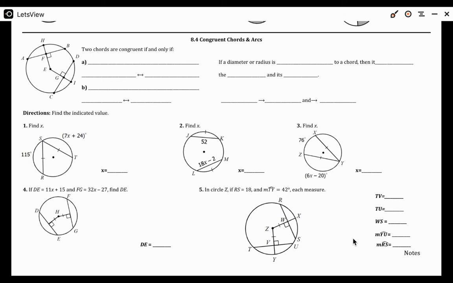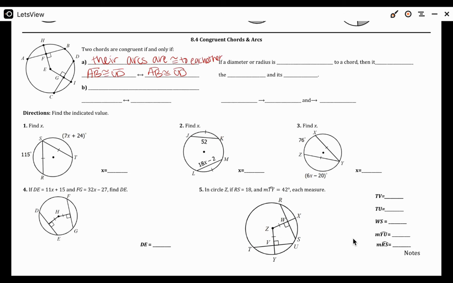So two chords are congruent if and only if their arcs are congruent to each other. Oh, running out of room. So if AB is congruent to CD, then we know that their arcs are also congruent. So arc AB is congruent to arc CD.